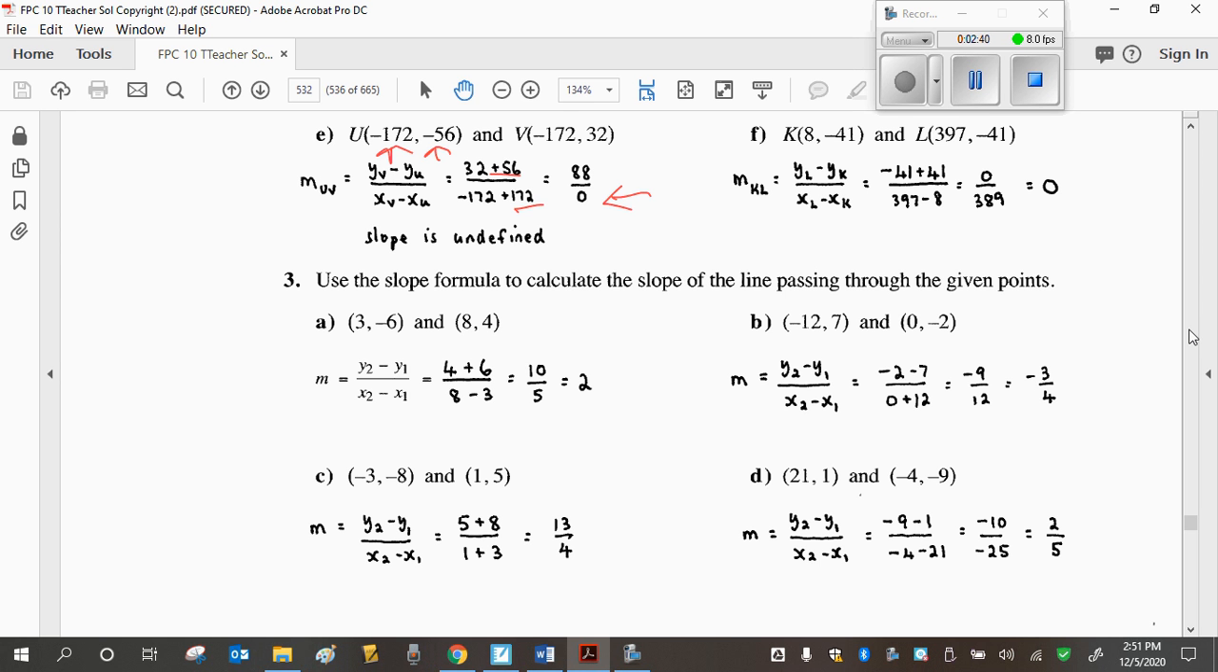Anytime you have 0, if you're not sure if it's 0 or undefined, just punch in your calculator 88 divided by 0, and it'll be error. Error means undefined.